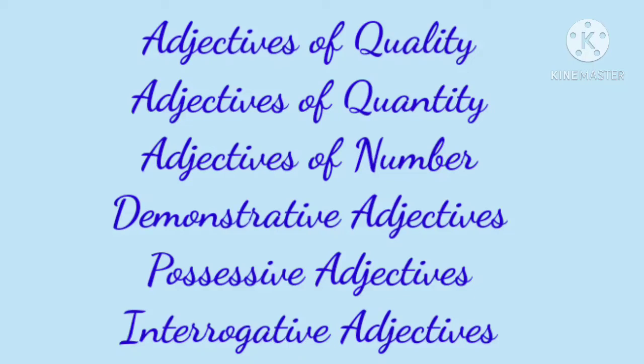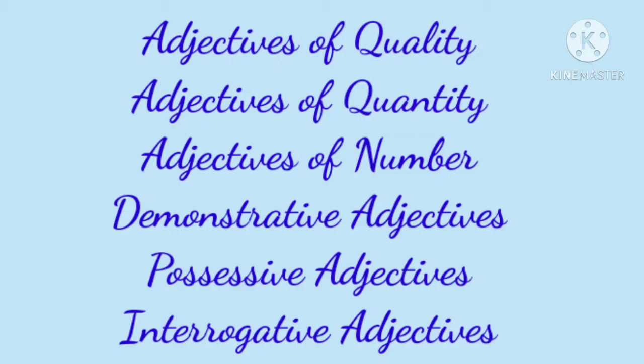Next, we have possessive adjectives. Possessive adjectives are used to show that someone owns or possesses a thing. They are always used before nouns. So, an adjective which tells us about a thing owned by someone is called a possessive adjective.